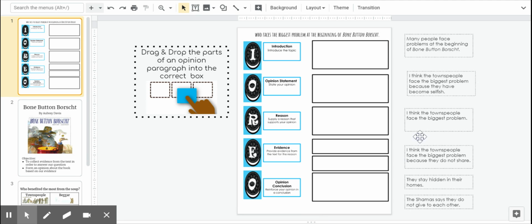So, over here, I have lots of options for our sentences. Let's read through these sentences and see if we can figure it out. The first sentence we need to look for needs to introduce the topic. This specifically needs to introduce our story called Bone Button Borscht. Let's look through the sentences here and figure out which one makes sense to introduce our topic.